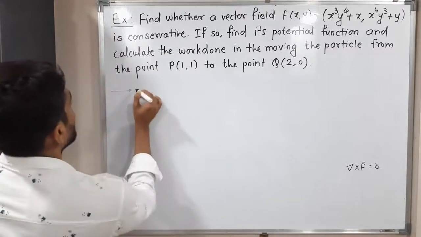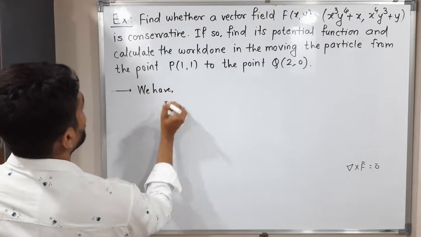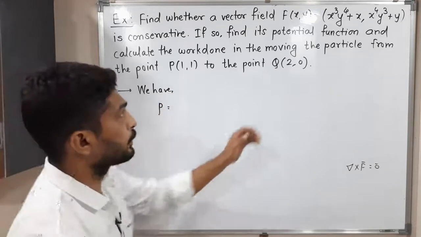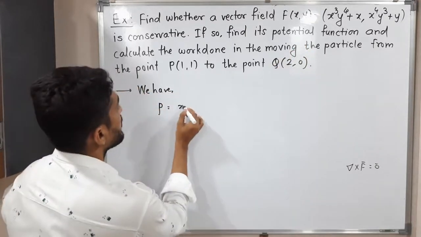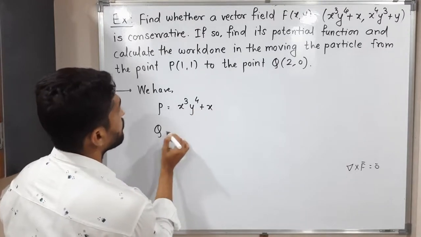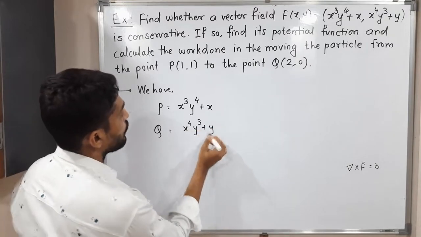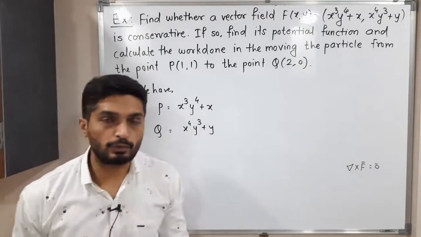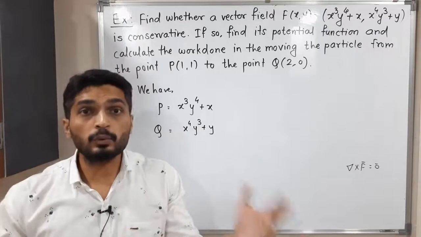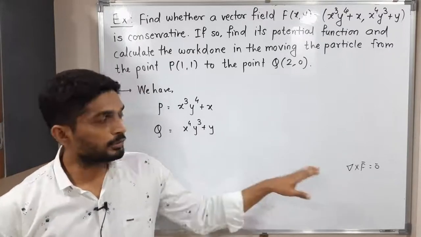Here, let me mention, we have P, that means the first component. What is the first component? It has x cube y raised to 4 plus x, and the second component is x raised to 4 y cube plus y, right? It has only two components. When function is from R3 to R3, then normally we go for del cross A bar is equal to 0. We follow that method, okay?